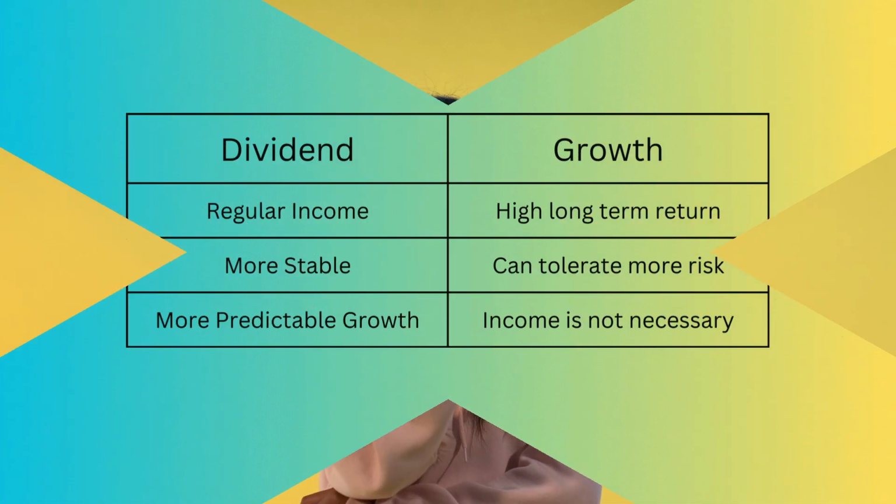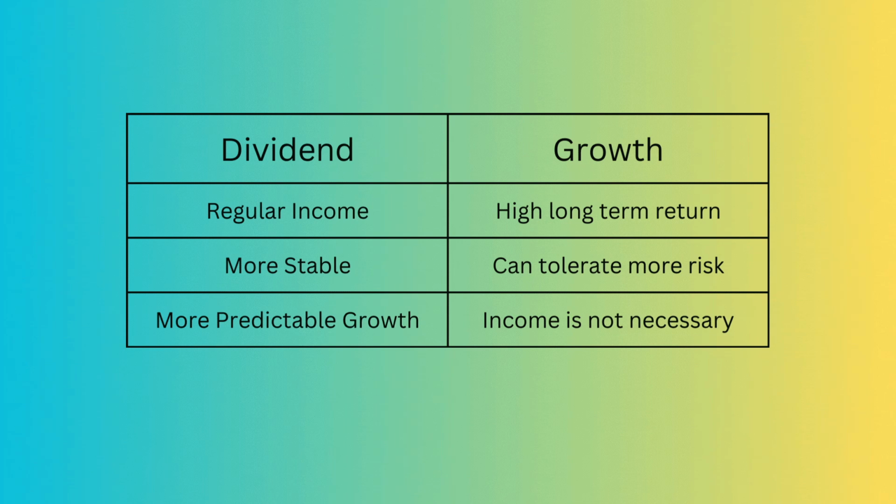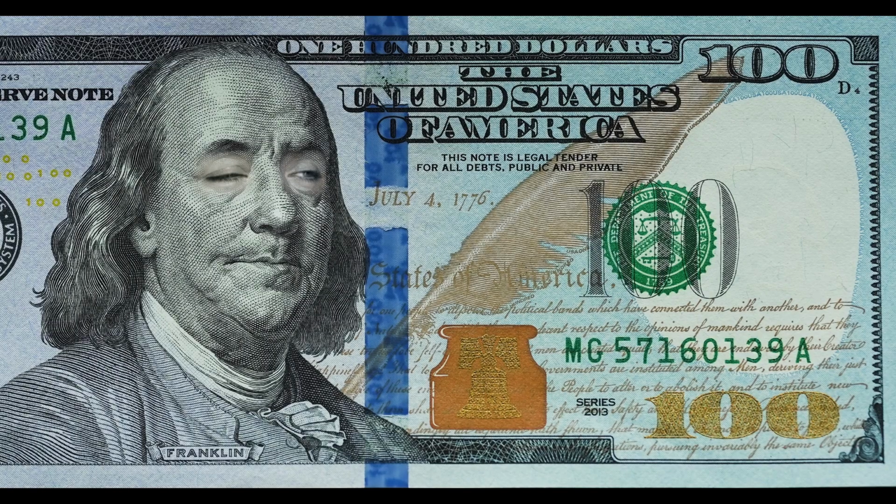Now, how do you choose between the two strategies? It all comes down to your financial goals and risk tolerance. Let's break it down. Dividend investing might be right for you if you want regular income, you prefer more stability and less risk, you're focused on building wealth slowly over time. Growth investing might be better if you're aiming for high long-term returns. You can tolerate more risk. You don't need immediate income and can let your investments grow for years.